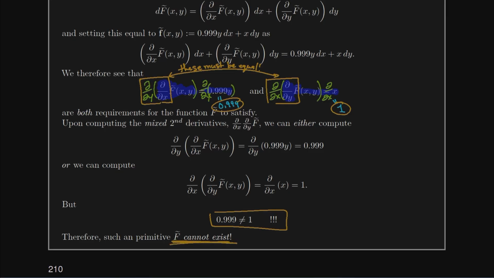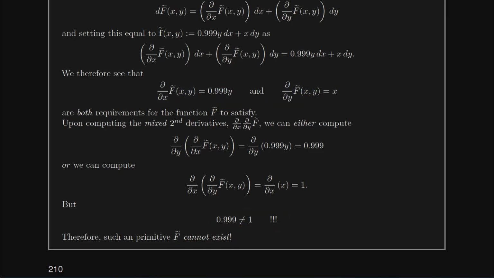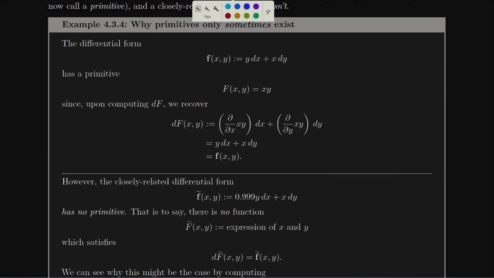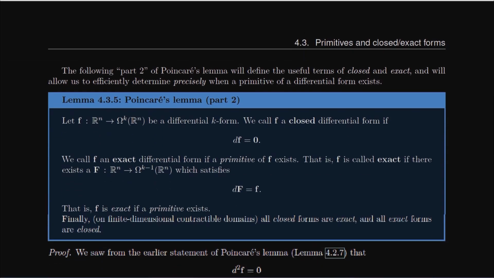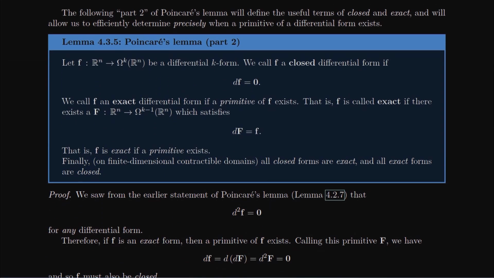The function that we would love to be a primitive here can't exist. The moment I change that coefficient on y, it was such a subtle change, and yet the subtle change prevents any primitive from actually existing. So this is why it's subtle when you can tell if a primitive does or does not exist. Thankfully, Poincaré turned around and told us there's a really easy way to tell if a primitive can exist before we attempt to find one.